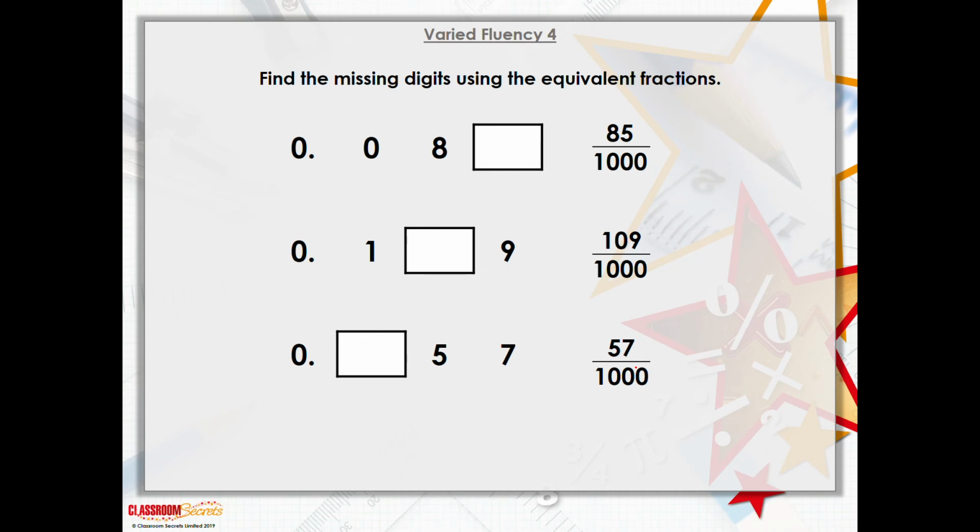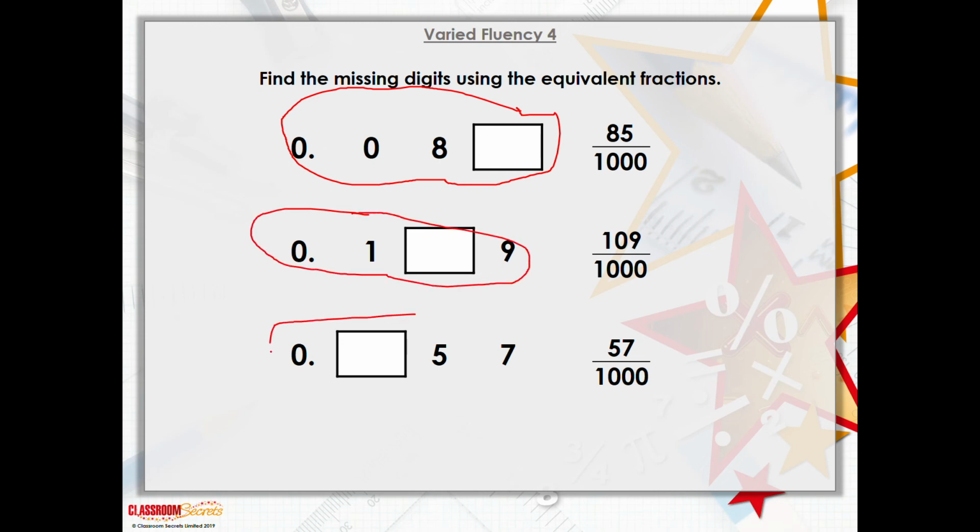Find the missing digits using the equivalent fractions. So it's quite spaced out, but here, if I just circle the top one, there we have a decimal. Here we have a decimal. Here we have a decimal. What we have to do is look at the fractions. Now this fraction is telling me I've got 85 thousandths. So what digit is going to go here? It's going to be a 5, because that would then show 85 thousandths, 0.085.